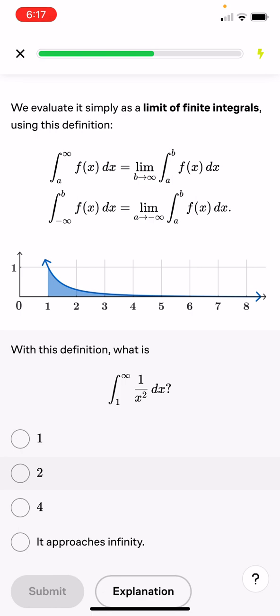So with this definition, what is the infinite integral of 1 over x to the third power dx? So the antiderivative of that would actually just be, it used to be x to the third power, antiderivative. 1 over x to the third power. Or would it be 1 over x to the third power?